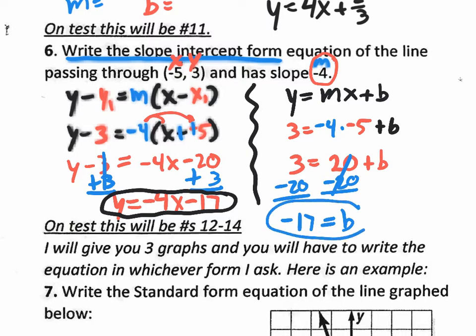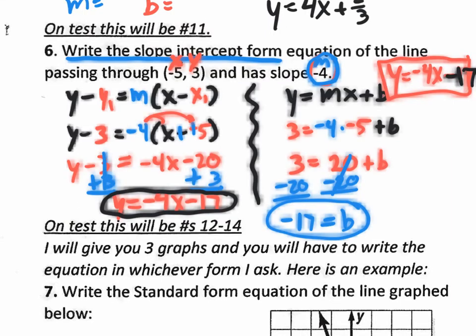And now that you know your b value, and since they gave you the m value, you're going to be able to write your equation in y equals mx plus b. y equals, your slope is -4x, and your b value is -17. So there's your equation. That's a -17 right here. Notice, guys, that it's the same exact equation. It's just done in a different way.